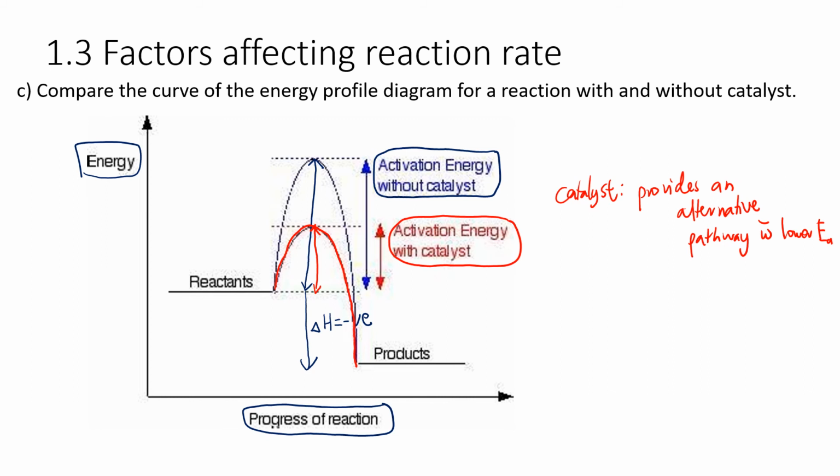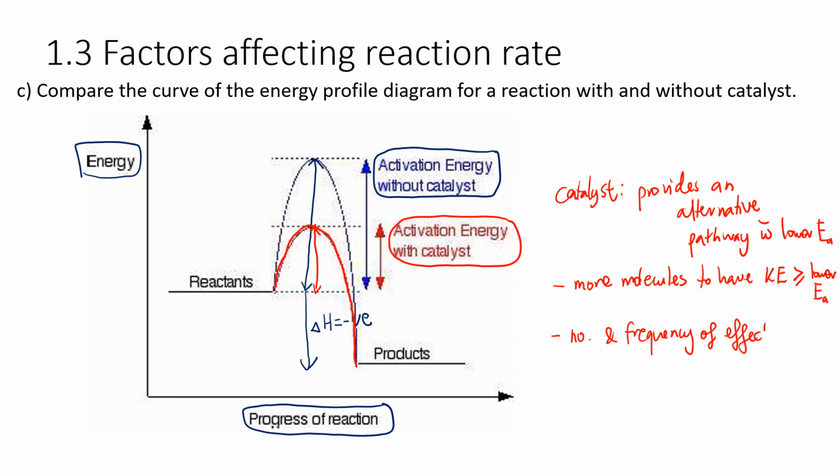So basically, catalysts provide an alternative pathway with lower activation energy, which allows more reacting molecules to have kinetic energy equal or greater than the new lower activation energy. This causes the number and also the frequency of effective collisions to increase and causes the reaction rate to increase.